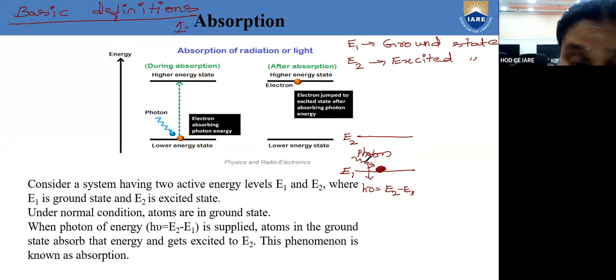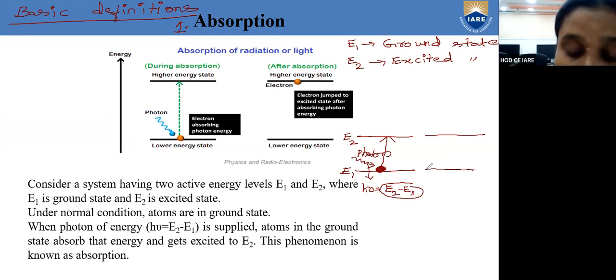There will be transfer of energy from the photon to this electron. So this electron is going to gain energy from this photon. And how much energy is it going to gain? Energy equal to E2 minus E1. Then what happens to this electron? After it takes energy, it will jump to a higher state. So when it jumps to the higher state, what happens after absorption? Now where is our electron? Because now the electron is supplied with energy, it will go to the higher excited state. So it will be present here. So this is after absorption.